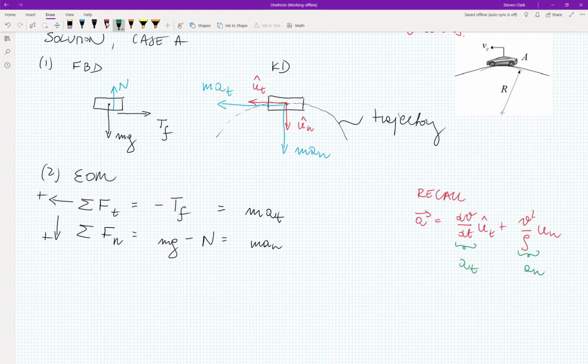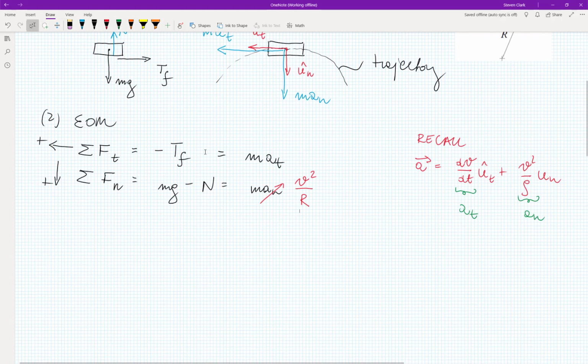So basically what I'm going to do is replace a_t and a_n with these values. In here I will just write dv/dt, and in here I will write v squared over rho. Yeah, but our rho is r. It's constant, a constant radius. So usually I will do that replacement. However, in this problem, they just ask us to find a_t. So let's keep it there. Let's leave a_t in there.